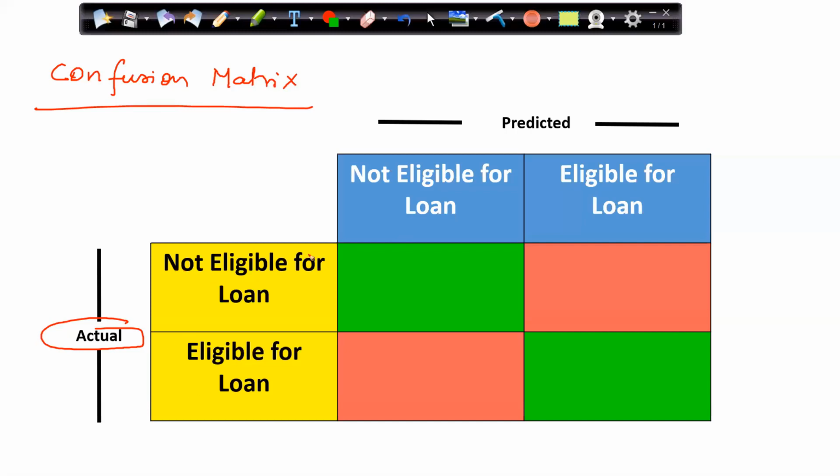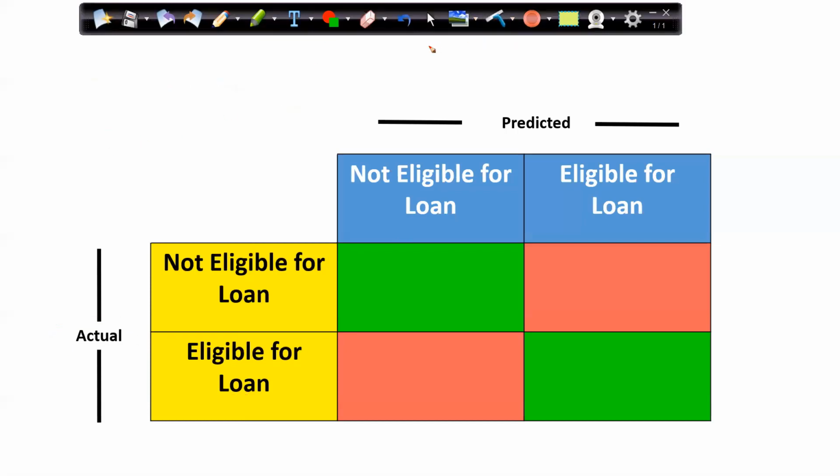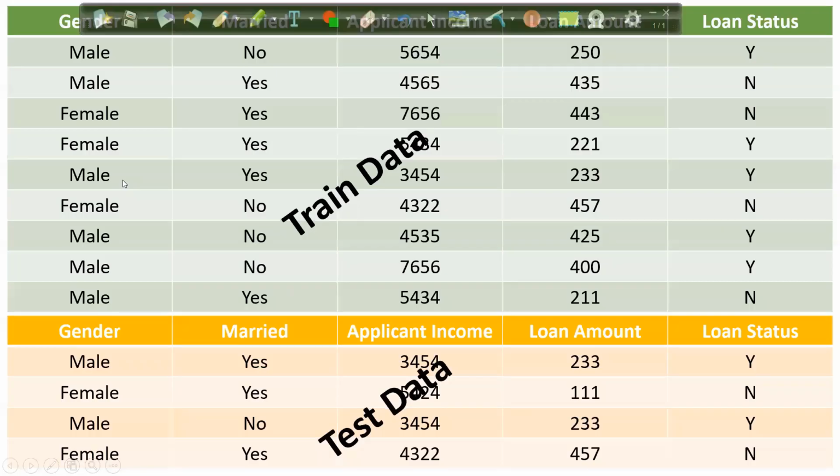Here, not eligible for loan means N. Eligible for loan means Y. Let's go with this data only so that there will not be any confusion. I have 4 records, 1, 2, 3, 4. There are 4 records in my test data. I will use this data and create the confusion matrix.